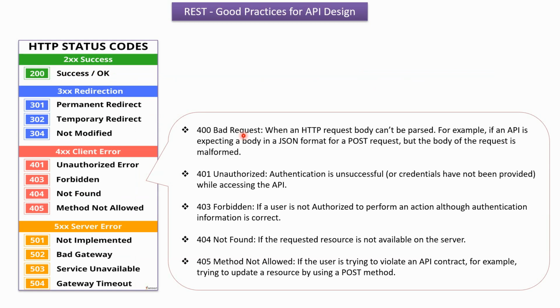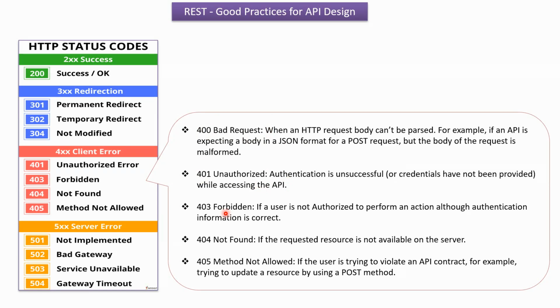400 bad request. When an HTTP request body cannot be parsed, we can use this HTTP status code. For example, if an API is expecting a body in the JSON format for post request, but the body of the request is malformed, then we can use this status code. 401 unauthorized. Authentication is unsuccessful while accessing the API. Suppose if you are passing wrong username and password, we can use this particular HTTP status code.